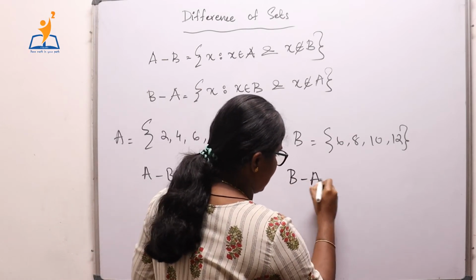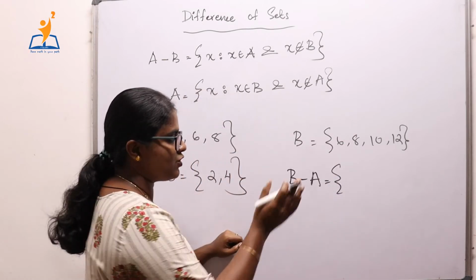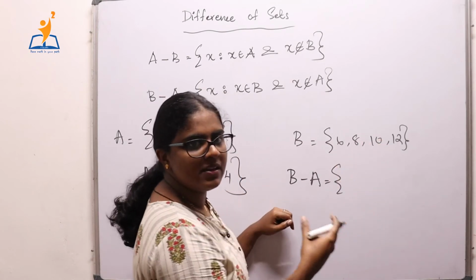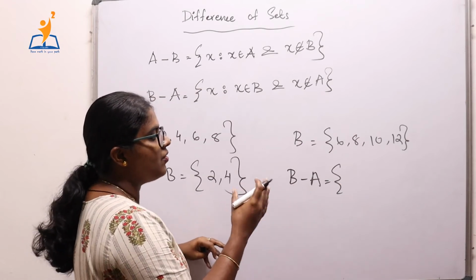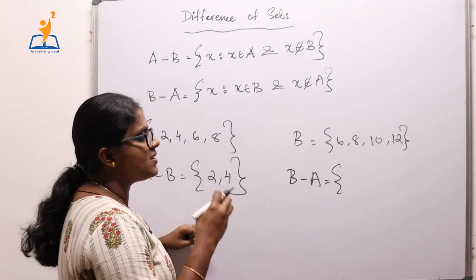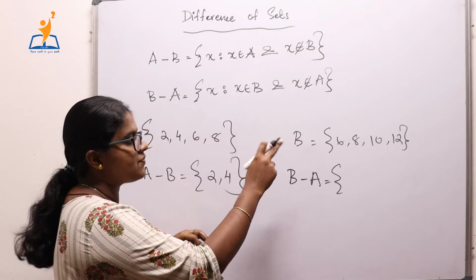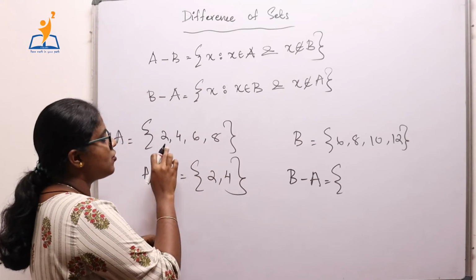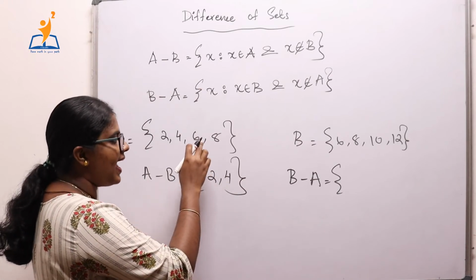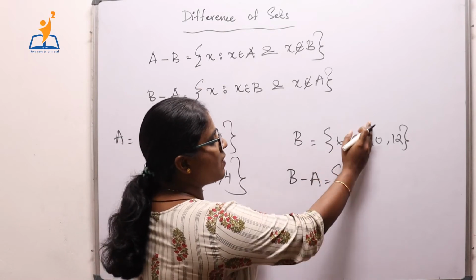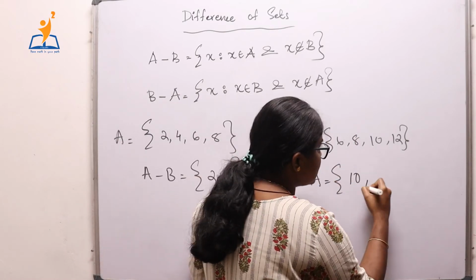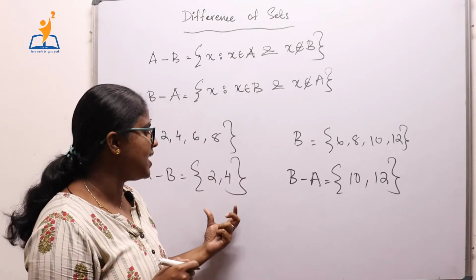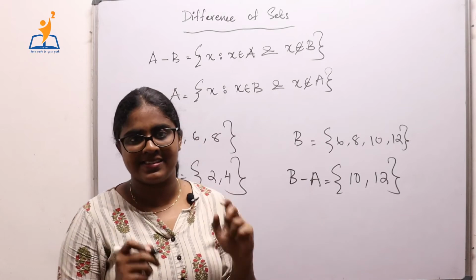What about B minus A? While writing B minus A, we should start from B. Look into B. In B we have 6, 8, 10 and 12. And we have to take away the elements which are also in A. A contains 2, 4, 6, 8 and this 6, 8 is present in B. So we have to remove that and write the remaining numbers, that is 10 and 12. So A minus B is 2, 4 and B minus A is 10, 12.